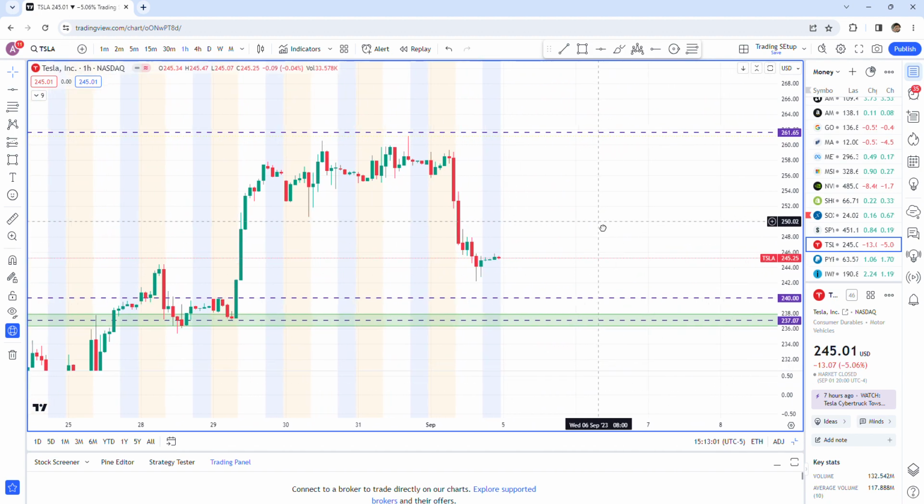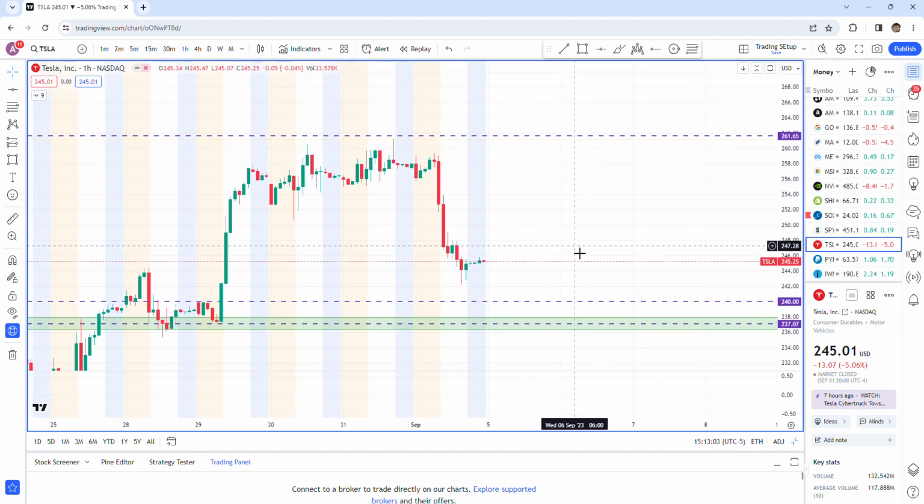Now, here we're on the hour time frame. And let's talk about how we find our levels within the hourly time frame. All right, so we got this 240 level marked. Now, let's work our way and find some other stuff.